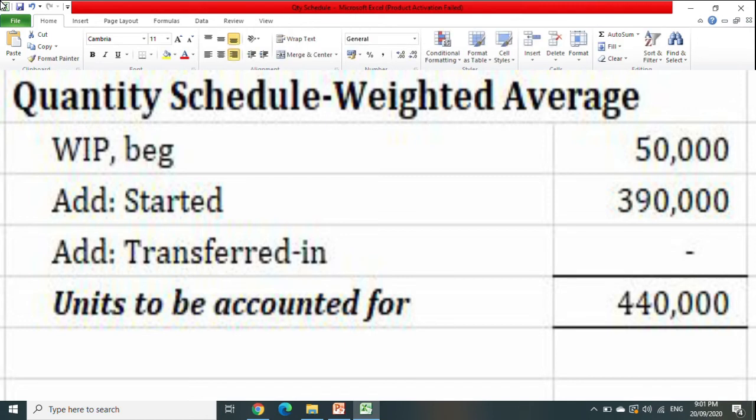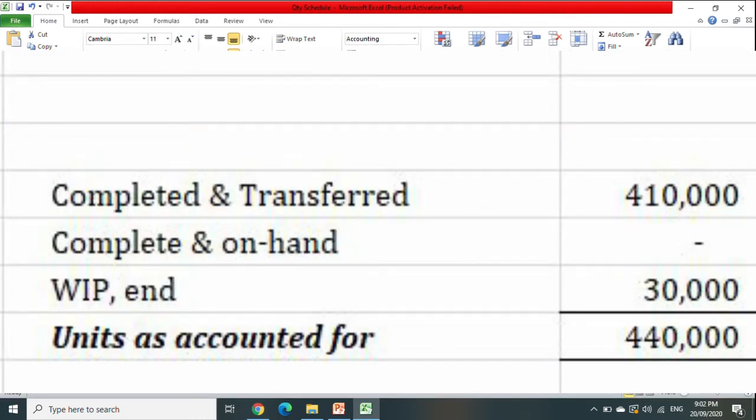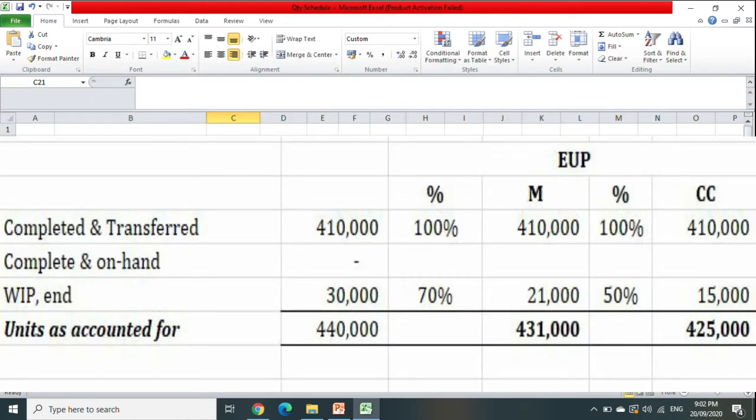Now in the problem, we don't have any transferred in, so it is 0. Our total units to be accounted for is 440,000. On the other hand, completed and transferred is 410,000. There are no units completed and on hand, so it is 0. While our WIP ending is 30,000. Our total units as accounted for is 440,000. So we are balanced. Now we can proceed with our EUP.